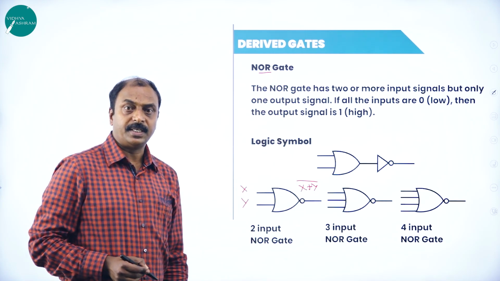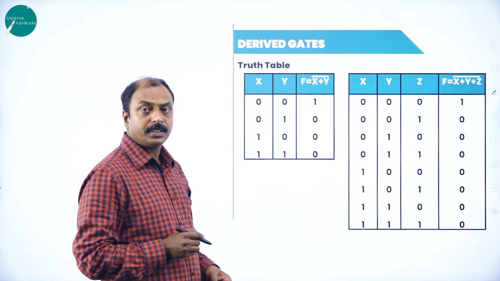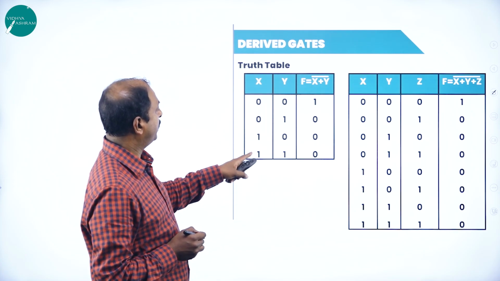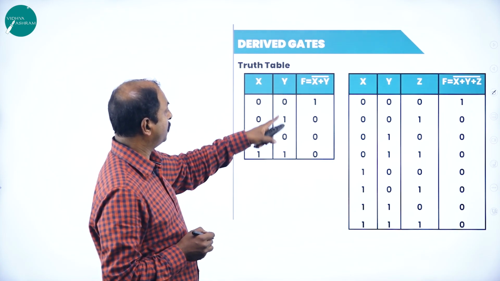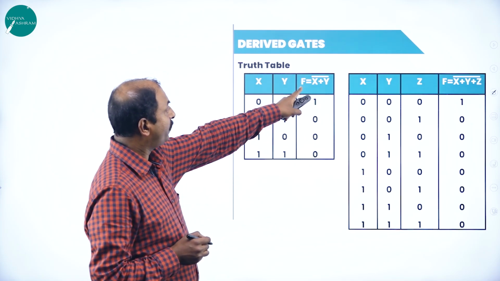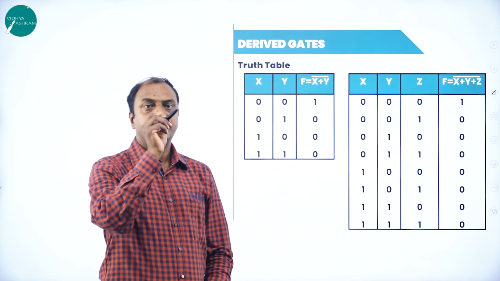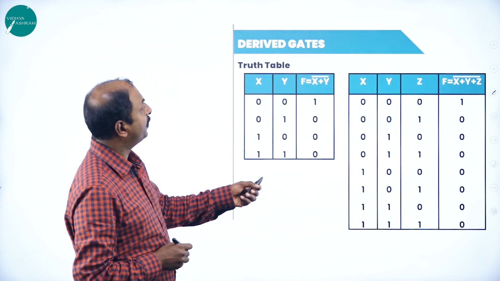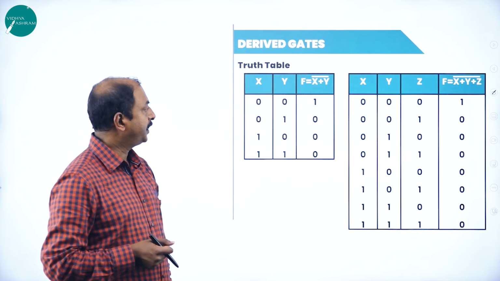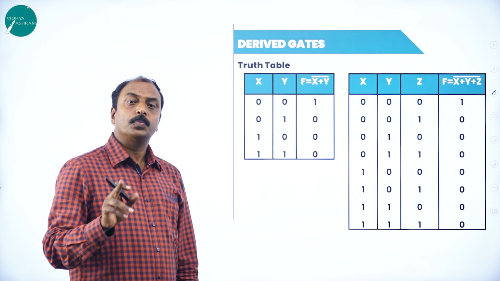So now let us see the truth table for this. Again, there are 2 variables here, 4 combinations. There are 2 zeros, 2 ones, 0 1, 0 1. And how do we write the output for this? See, this is F, and we write X plus Y, and over it there is a NOT, that is a bar. That is how we represent NOR gate. Now look at the output of this. Here, as per the definition, when all the inputs are low, output is high.